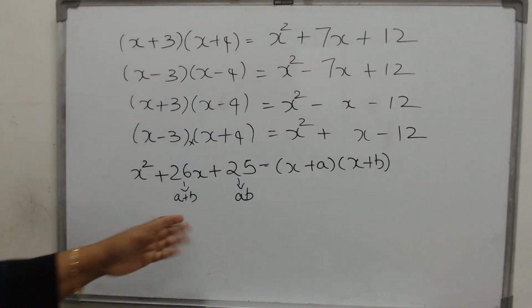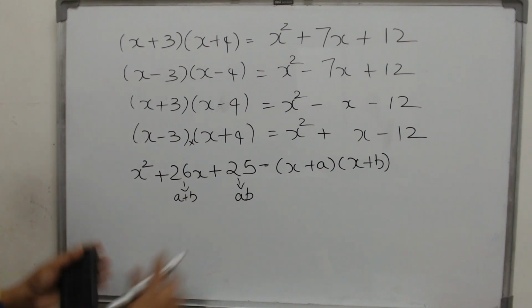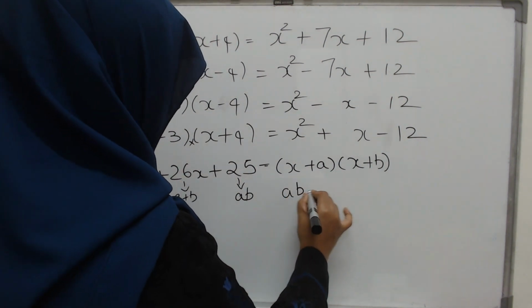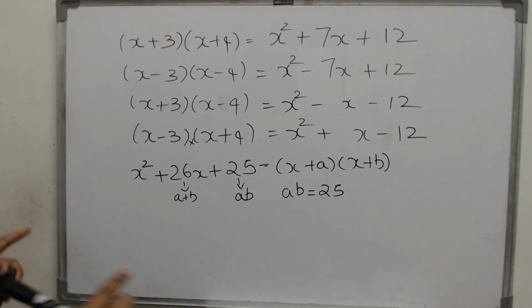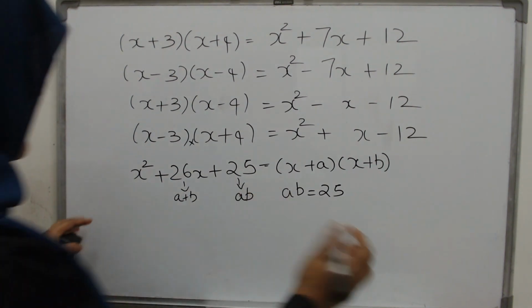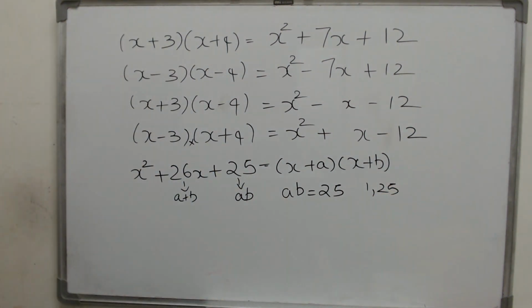Now, how to proceed is always first start with your product. Your product is a into b is equal to 25. How many numbers can you think of which when multiplied give you 25? Start with 1 and 25, then 2, 3, 4, 5.